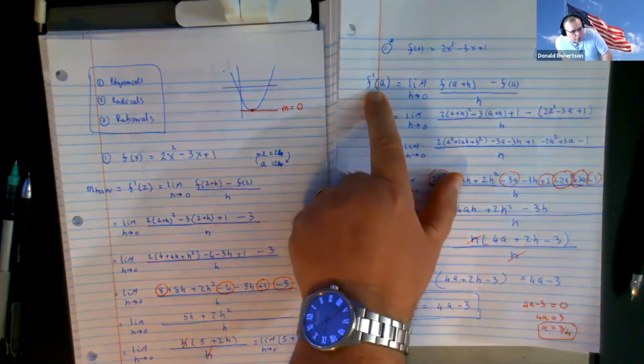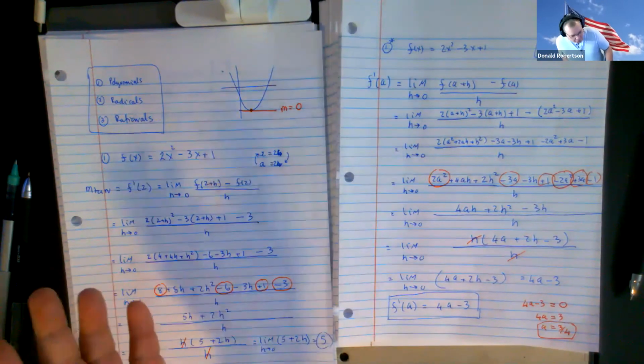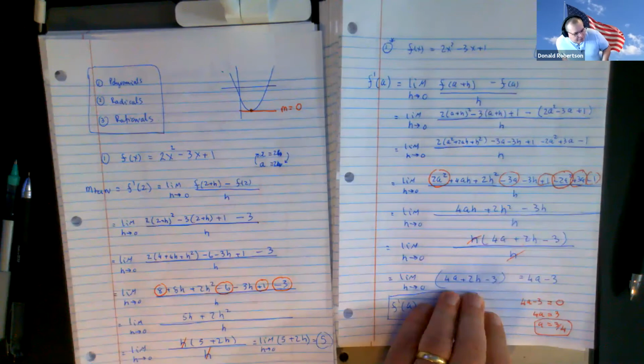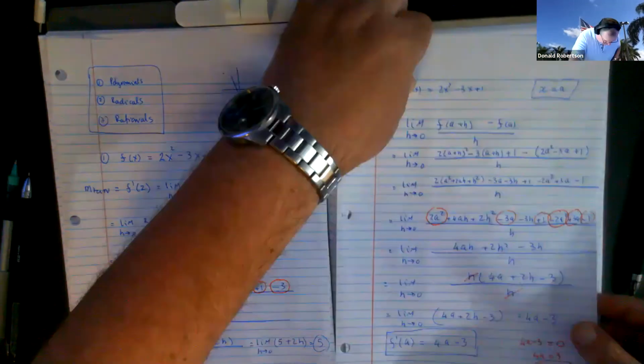That's what this guy is called, right? It's the slope of the tangent line at any given point. But that's a mouthful, so why don't we just say it's the derivative at 2, which is the same thing. And that is number 1 of the 3 guys that we're going to do today.